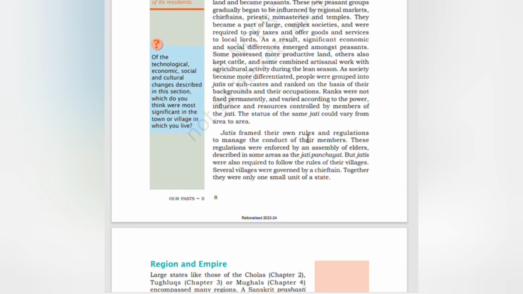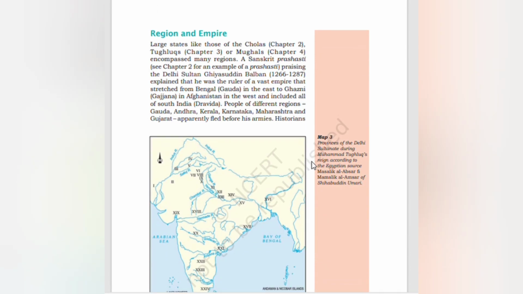Jatis framed their own rules and regulations to manage the conduct of the members. These regulations were enforced by an assembly of elders described in some areas as the Jati Panchayat. But jatis were also required to follow the rules of the village. Several villages were governed by a chieftain. Together, they were only a small unit of a state. Region and empire. Large states like those of the Cholas, Tughlaqs, or Mughals encompassed many regions.